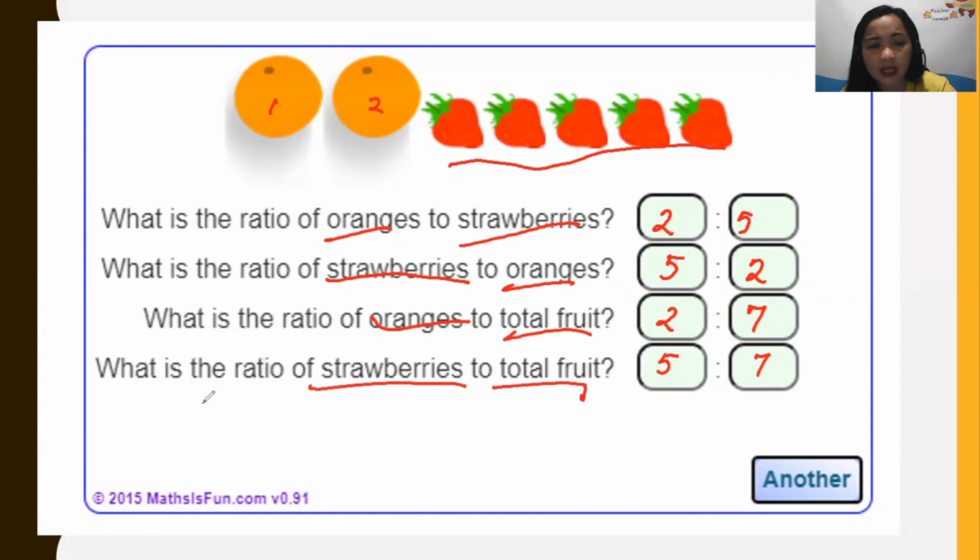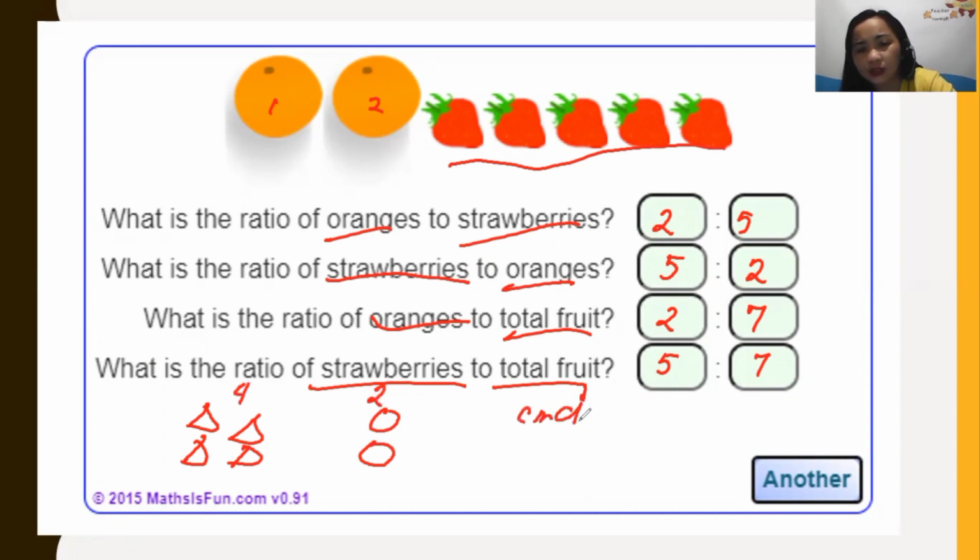Paano naman magbigay tayo ng isa pang example? Triangle and circle. So we have 4 triangles, 2 circles. What is the ratio of circle to triangle? So circle muna, we have 2 is to 4.